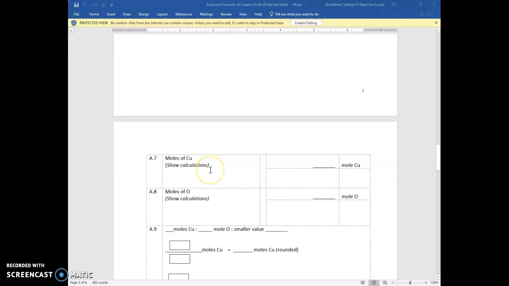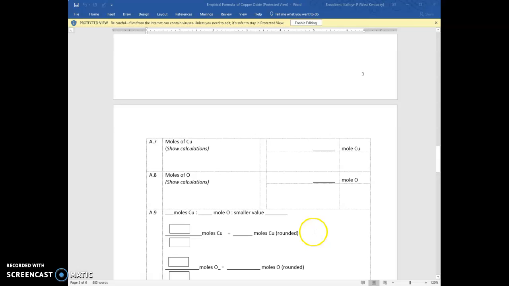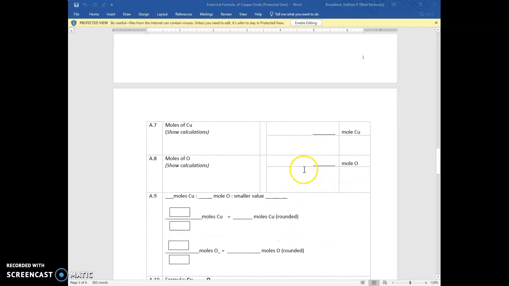We need to know the moles of copper. And it's good if you could show your calculations here. You're going to use the molar mass of copper and determine the number of moles of copper. We need to know the moles of oxygen. So use the molar mass of oxygen from the periodic table to determine the moles of oxygen. Now, we're going to do a really cute trick. You're going to get weird numbers here.